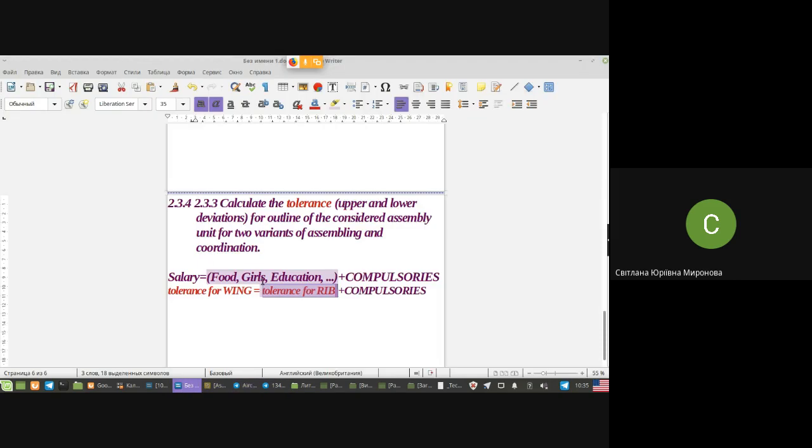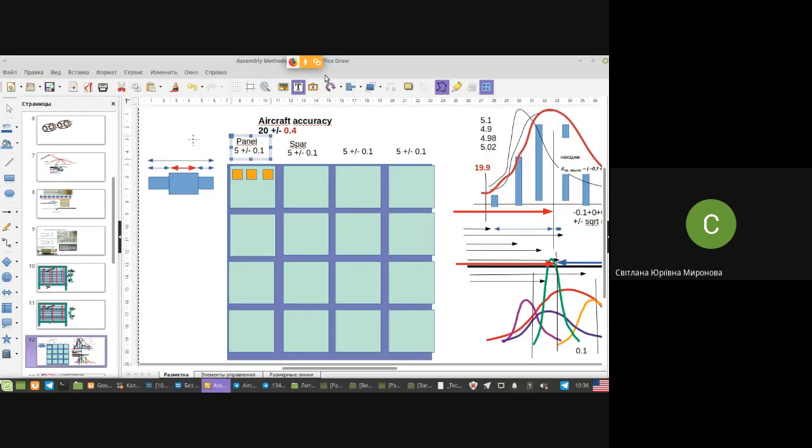And Alex, you have two jigs. You have a jig for the wing and you have a jig for the rib. And the jigs give you different results. They have some deviations from each other. What you might do, you may compare these two jigs, and as I already said, the tolerance for the wing given by the designer is greater than the tolerance for the rib. Look at this. Tolerance for the box is greater, it's 0.4, than the tolerance for one cube.